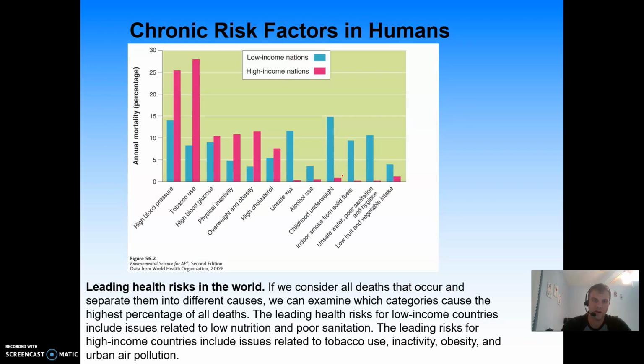If we look at the chronic risk factors in humans, the blue on the graph up here are LEDCs and the pink are MEDCs. So you can definitely see a stark difference in things like high blood pressure and tobacco use, high blood glucose, physical inactivity, overweight and obesity. Those are MEDC problems. LEDC problems are going to be being underweight, indoor smoke from solid fuels, unsafe water, poor sanitation and hygiene, things that are related to the non-availability of certain necessities that we have in MEDCs.